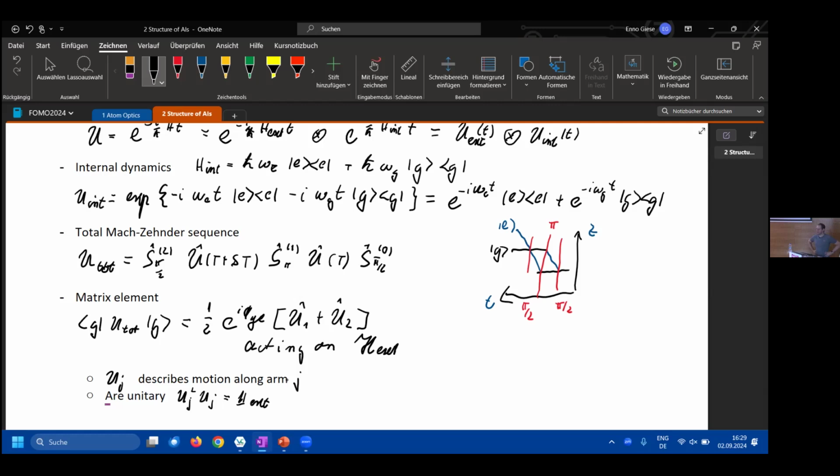Yes, could you repeat what the label of phi is? It's a global phase. It will drop out later on. Any other questions so far?